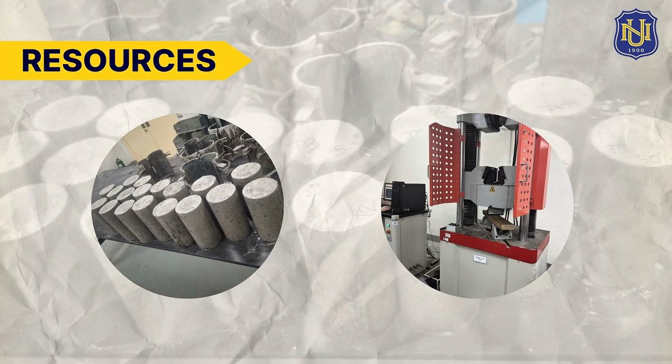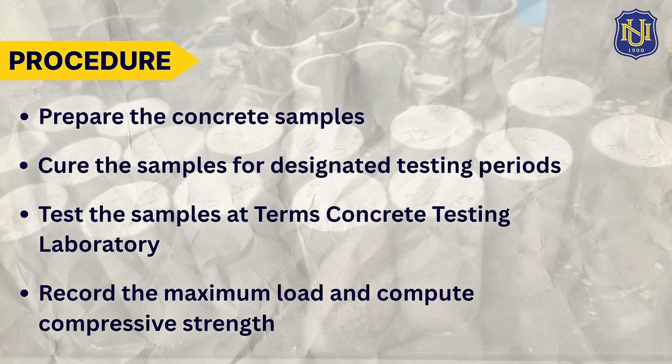For this experiment, the main resources used were concrete samples and a universal testing machine, also known as a UTM. The concrete samples were prepared and cured for specific periods before testing. The UTM was used to apply compressive force on the concrete specimens until failure occurred. The procedure of the experiment was simple and systematic.